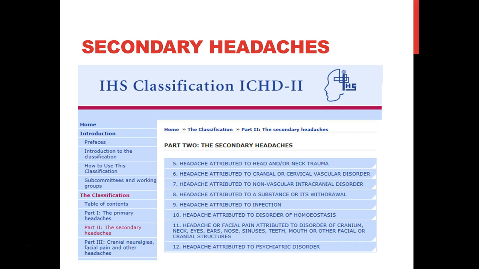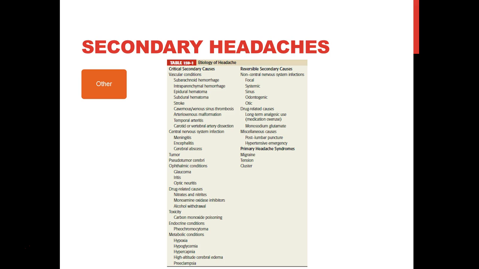As I mentioned, there are many, many types of secondary headaches. In the International Headache Society's classification of secondary headaches, there are 8 subgroups alone, and under each of these 8 groups fall many different types of headaches. So we can't possibly talk about all the different secondary causes of headaches. This table, also taken from Tintinelli's Emergency Medicine, shows a list of common secondary causes of headaches and lists them according to critical causes and reversible causes.